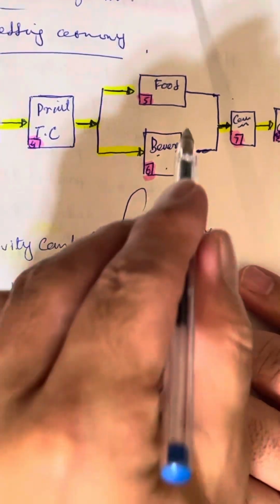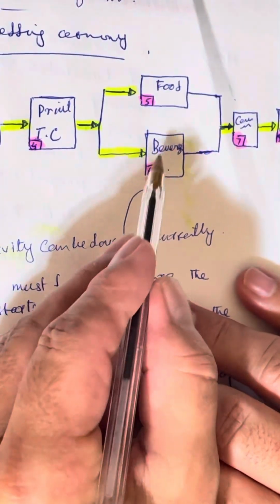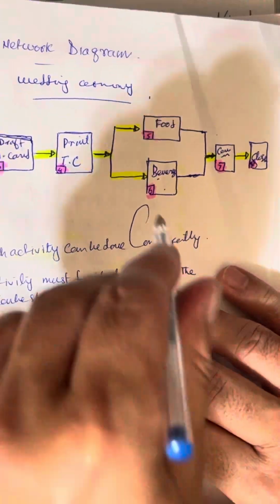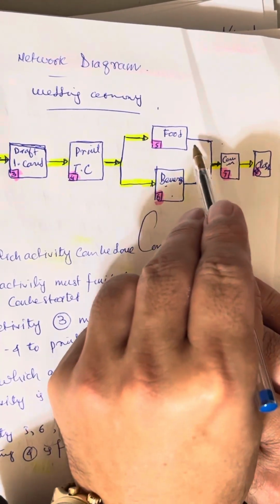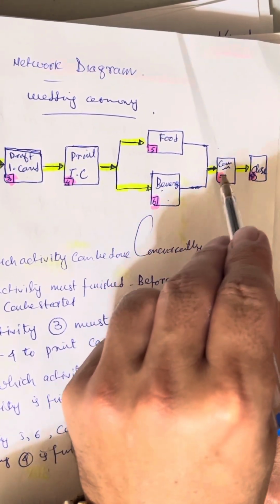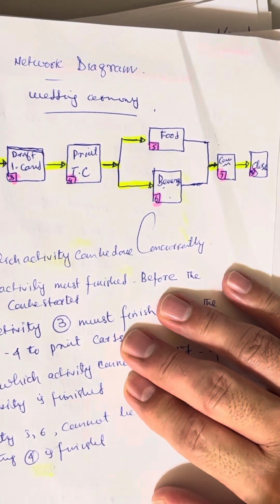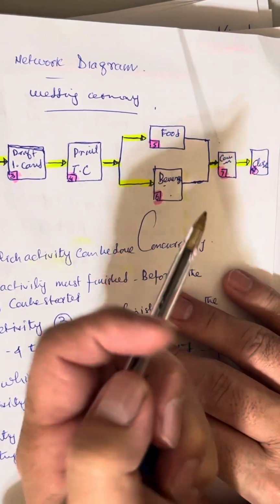So that's also, I give 5 and 6 numbers to these activities. Both we can do at the same time in the venue. And then when this is finished, we start the ceremony of the wedding.